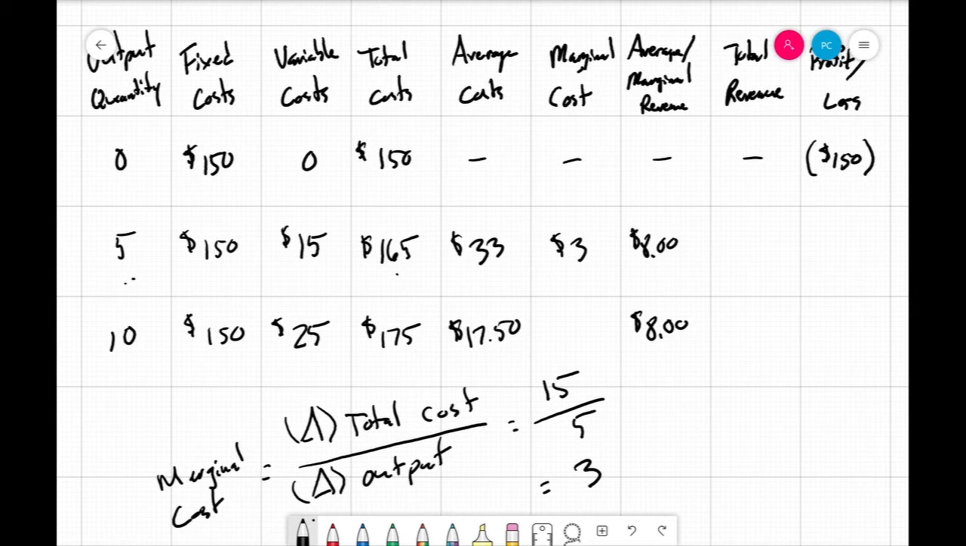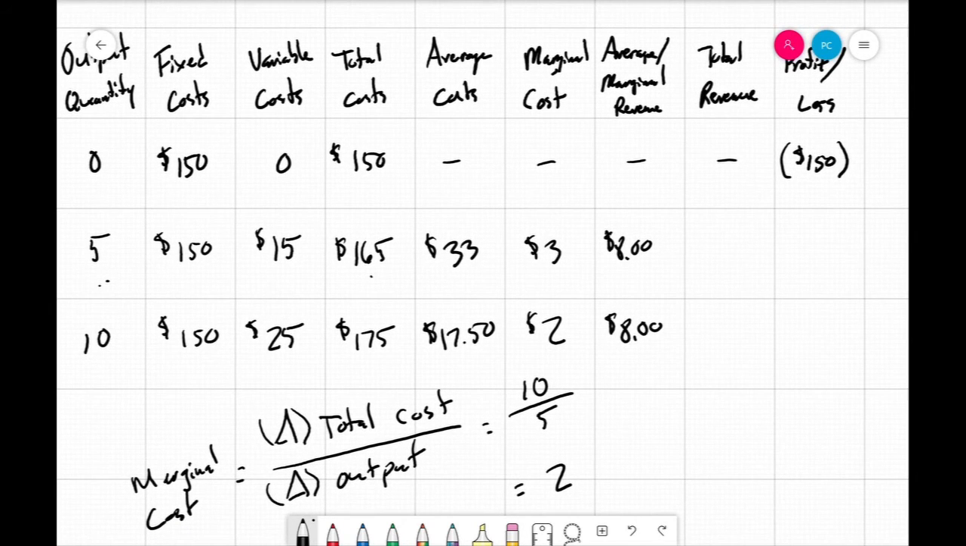Now, changing those numbers for this one, your total costs go from 165 to 175, so that's a $10 difference, right? And your output increases by 5, so you get 10 over 5, so that's $2 for your marginal cost, okay?